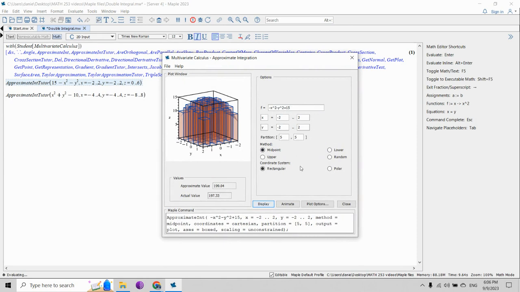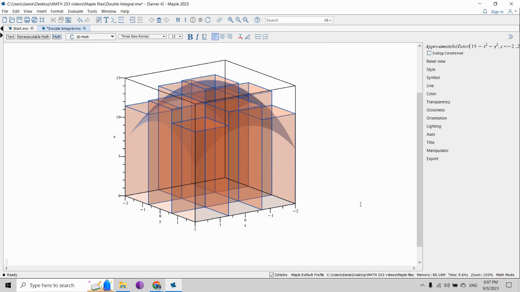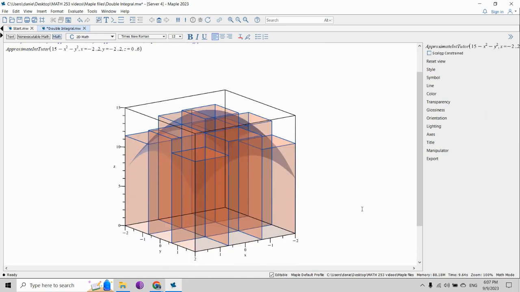So let's start with a smaller partition just to see how it's formed. Let's say you partition each interval into 3 equal pieces, which results in n squares. The midpoint upper, this is just the method of choosing the intermediate points. We're not going to get into that too much. Display, and then when you click close, you're going to see the whole picture rendered here in the worksheet.